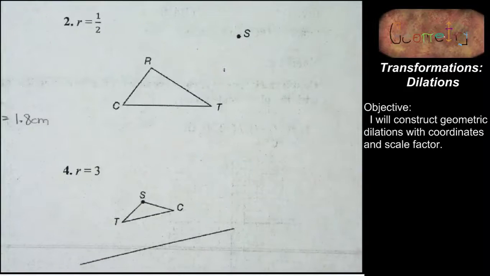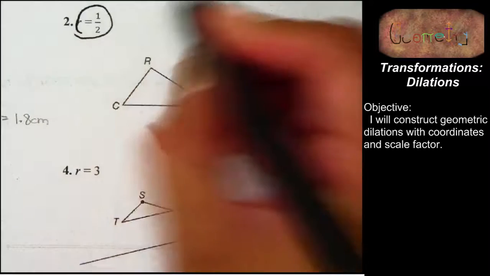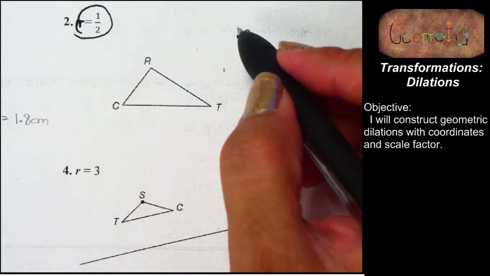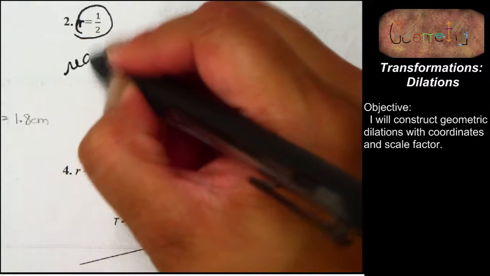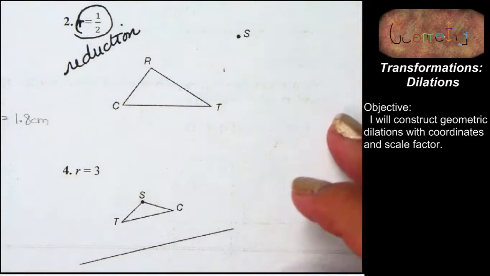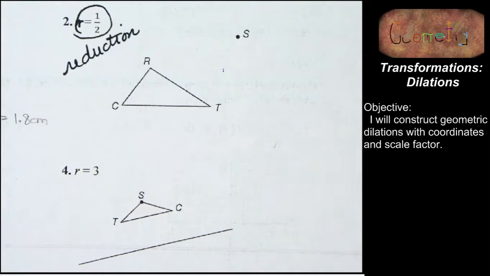So looking at this particular example, our scale factor is smaller than 1. There it is, which makes it what? A reduction or an enlargement? Reduction. Because reductions happen when our scale factor is somewhere between 0 and 1, some sort of smaller than 1 fraction. The process remains the same as what we did for the enlargement.